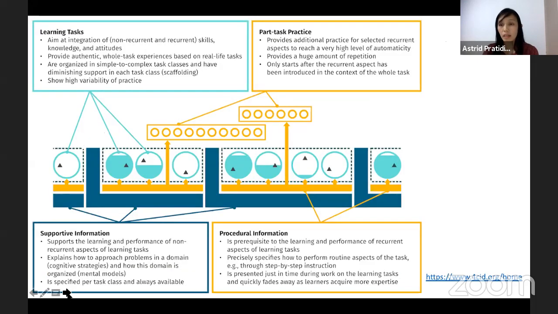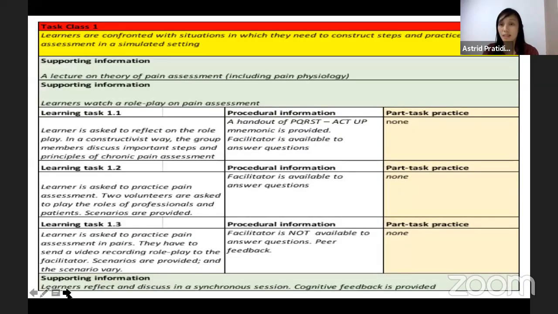So we developed our course based on 4CID, and we have two task classes. The first task class is in a simulated setting, and we have some supporting information here. And we also have 3 learning tasks. Each learning task is tailored with procedural information. And here we don't have part task practice. But as you can see, at the end of task class 1, we also provide cognitive feedback. We will go into more detail.